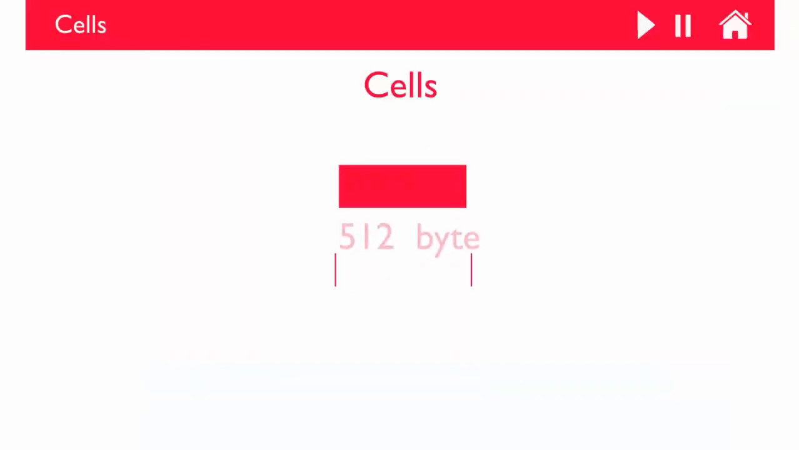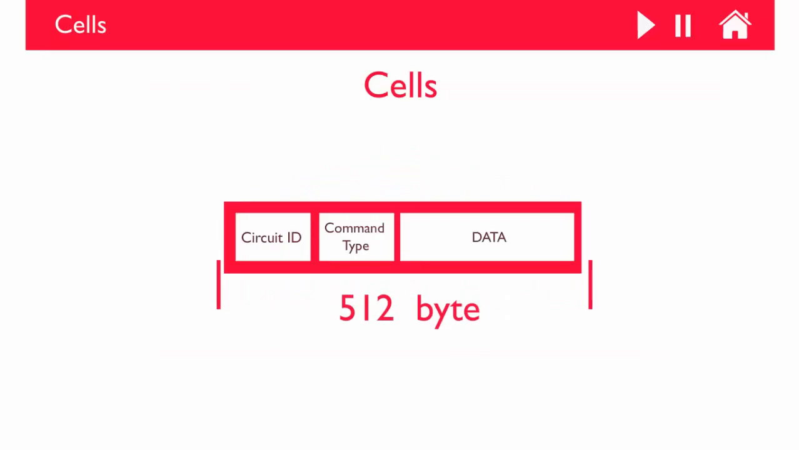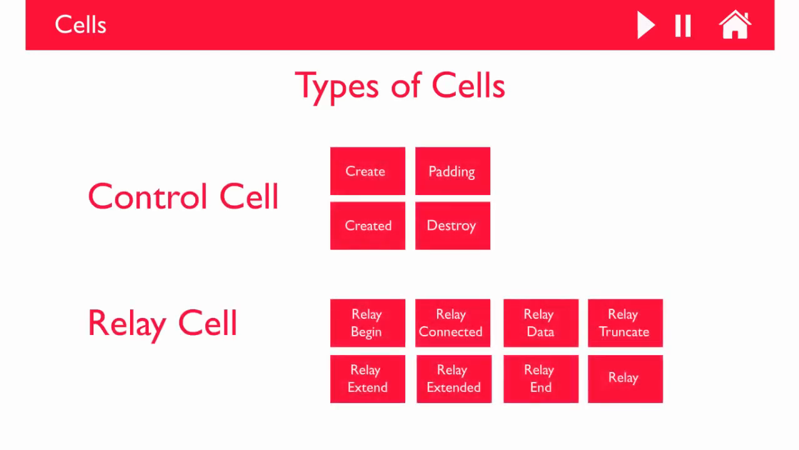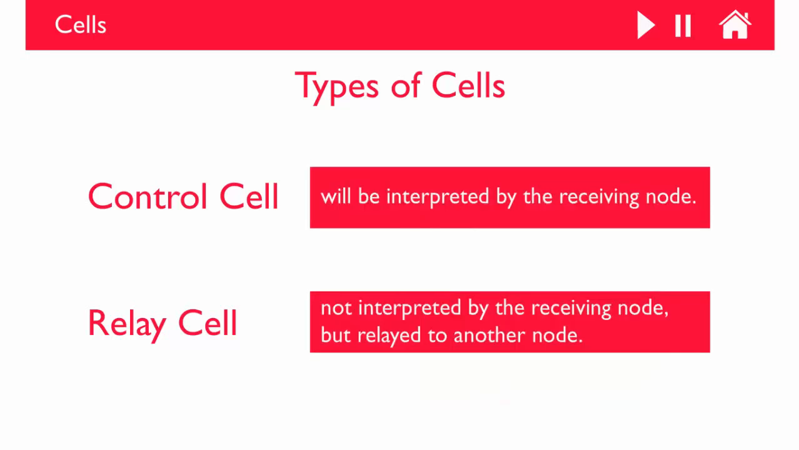In order for the components to communicate and exchange data, they will use cells. There are two types of cells: control cell and relay cell. A relay cell is not interpreted by the receiving node, but relayed to another node.